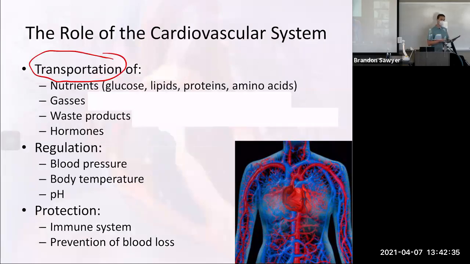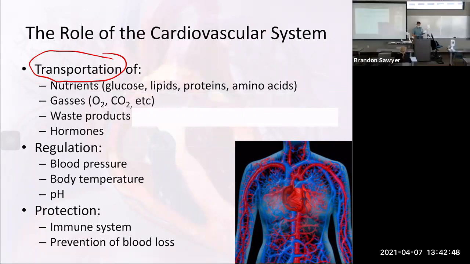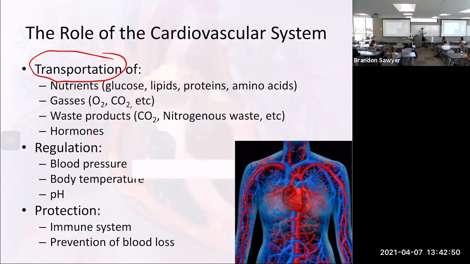So we're transporting nutrients around the body, right? Glucose, lipids, proteins, amino acids. We're also transporting gases, obviously. That's probably the one we mainly think of, transporting oxygen. Also transporting waste products, right? CO2, nitrogenous waste. Anytime we break down protein in the body, we end up with nitrogenous waste.